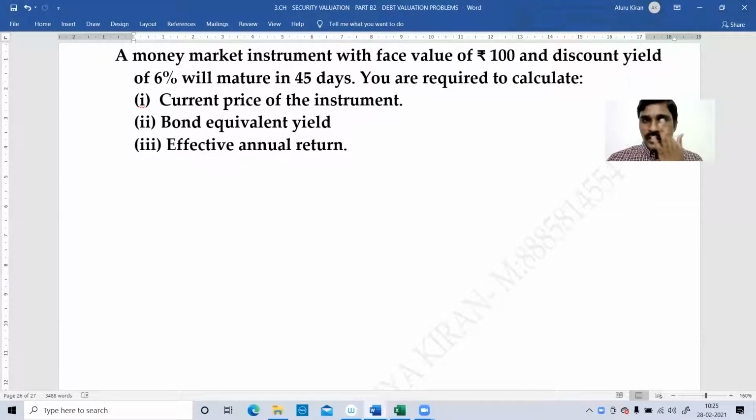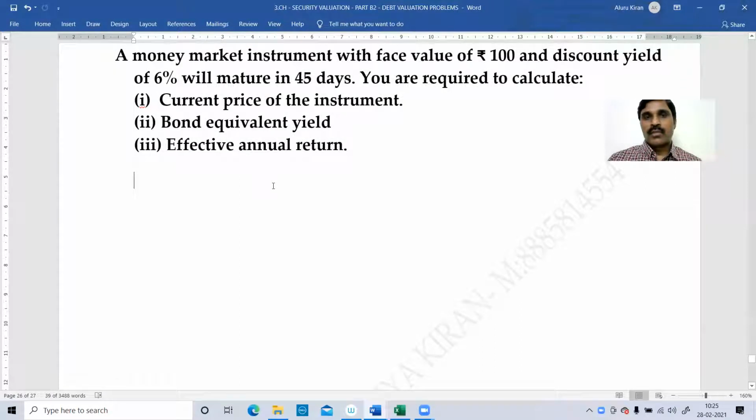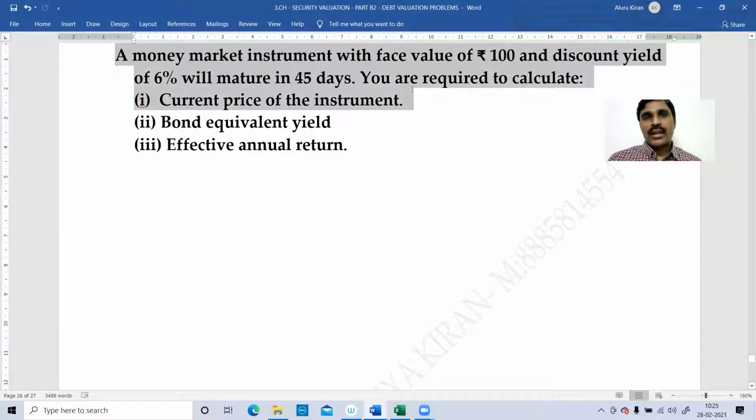So, in the previous lecture, we have discussed one problem relating to money market instruments. In the current lecture, we'll discuss one more problem in the money market instruments. A money market instrument with face value of rupees 100 and discount yield of 6% will mature in 45 days. You are required to calculate the current price of the instrument, bond equivalent yield, and effective annual return.